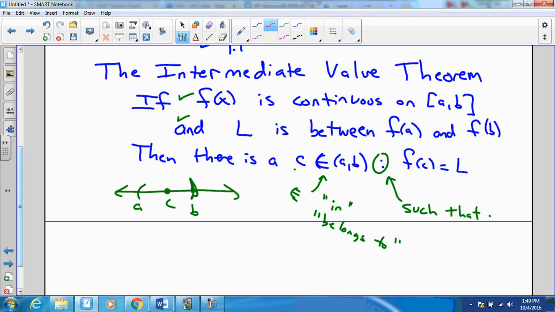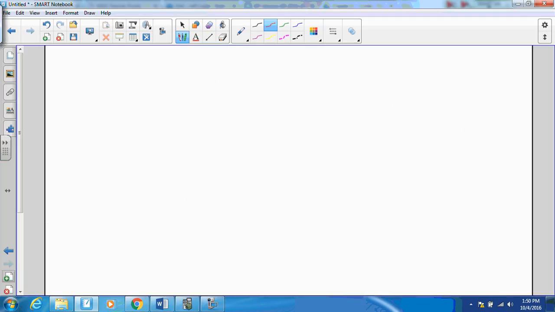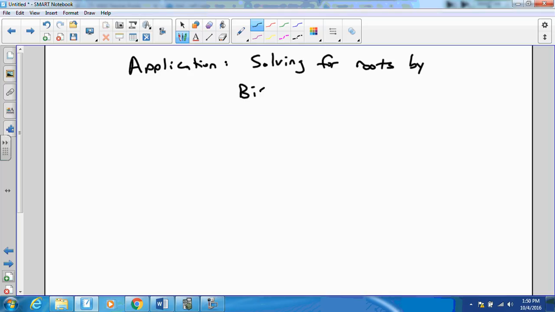Okay. Now, there are some different applications of this, and I have a mathy application and I have a more interesting non-mathy application. I'm going to do the mathy application first, and then if we have time, we'll do the other one. Our math application of the intermediate value theorem is solving for roots by the bisection method. And I'm about to explain how that works.